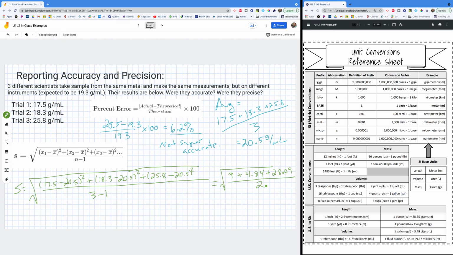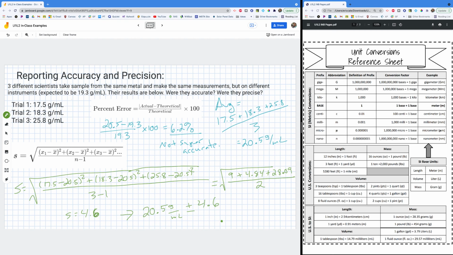So we do 9 plus 4.84 plus 28.09 equals, divided by 2 is like 20.965. Square root that answer. And we get a standard deviation of 4.5, we'll call it 4.6. So that's a lot bigger than our 0.6 before. Now we're going to report this answer as being 20.5 grams per milliliter plus or minus 4.6.